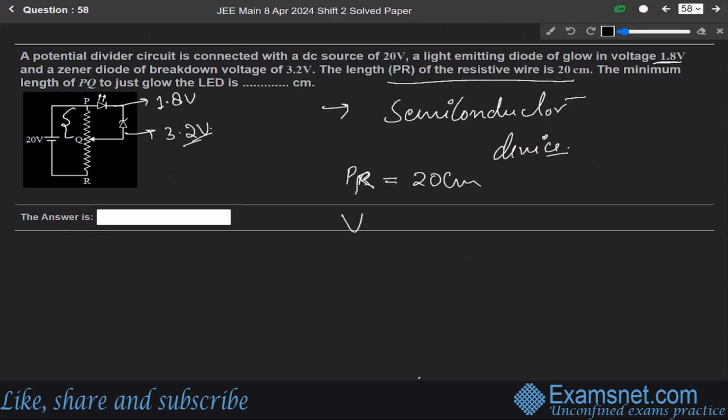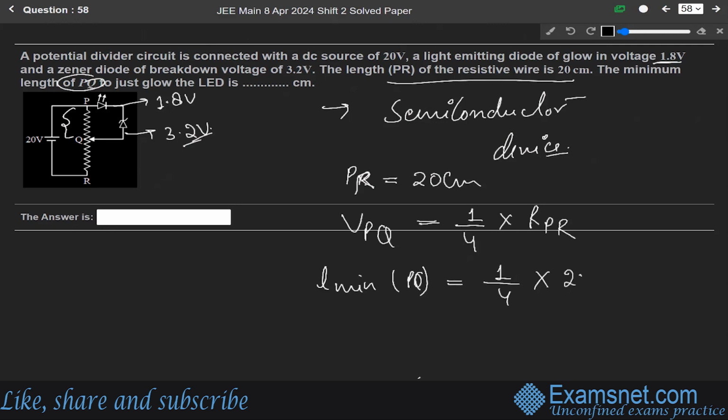Okay, so VPQ means the minimum length. We have to find the minimum length. For the minimum length, first of all we'll start with voltage. So voltage of PQ is equal to 1/4 into resistance of PR. Okay, resistance between PR. So it will be equal to the limit into PQ minimum.